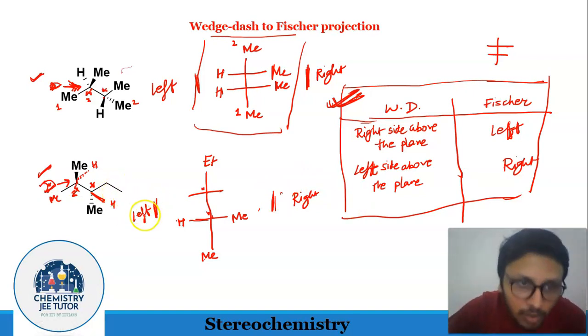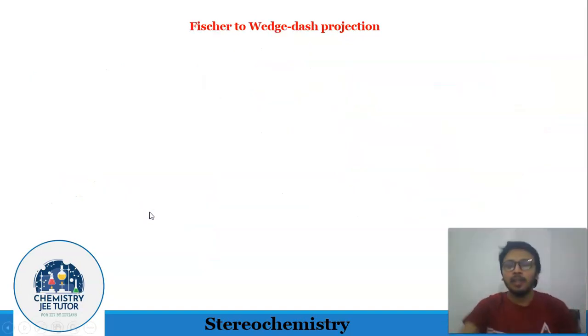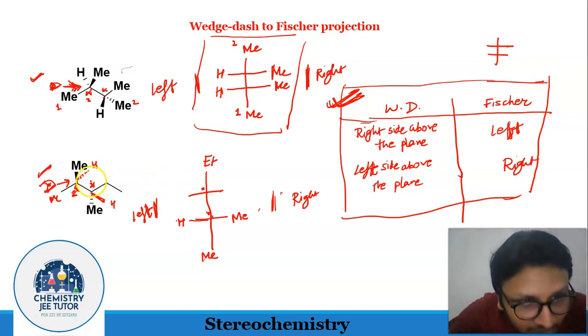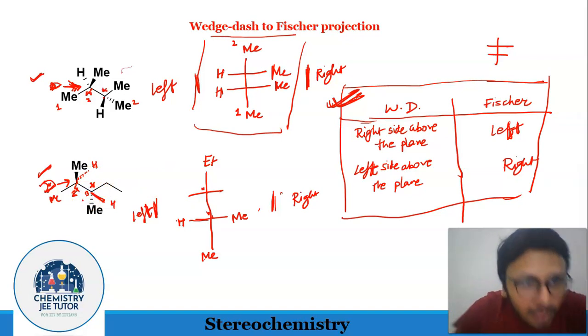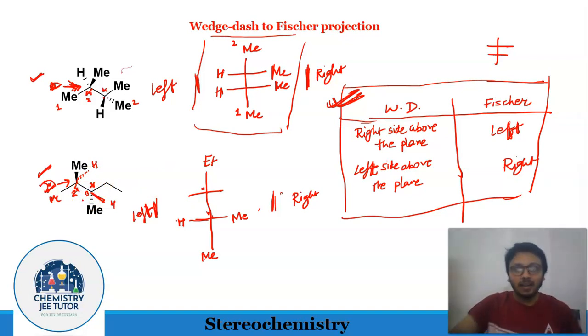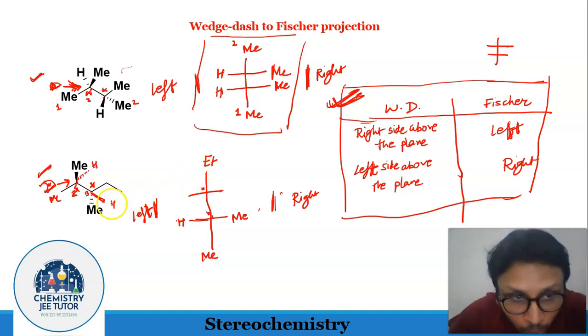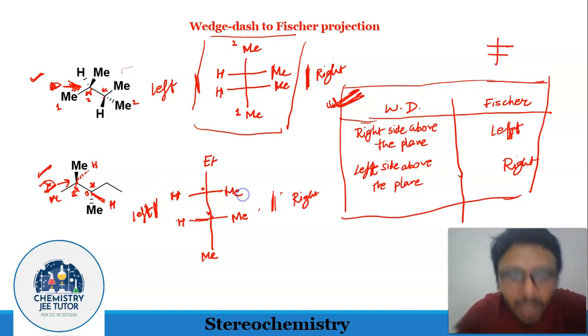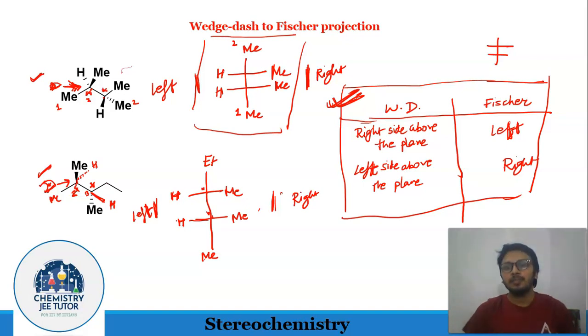If you just don't confuse and remember the rules, you can convert any wedge dash to any Fischer projection. You will never do anything wrong. Let us see at C3. This is C3, suppose. At C3, the substitutions are on the right hand side. Right hand side above the plane in a wedge dash projection goes to the left side in a Fischer projection. What do we have above the plane? Hydrogen. See, this is above the plane. So this goes to the left hand side of a Fischer projection, and the corresponding methyl occupies the other position.